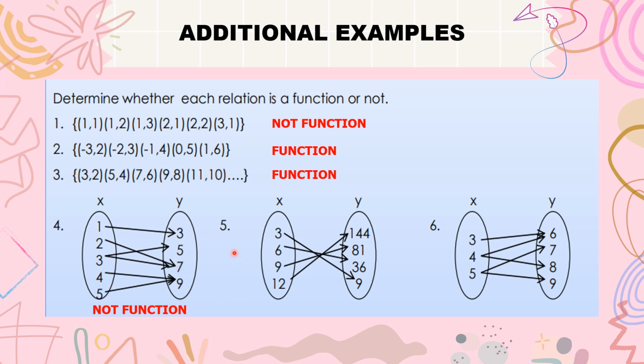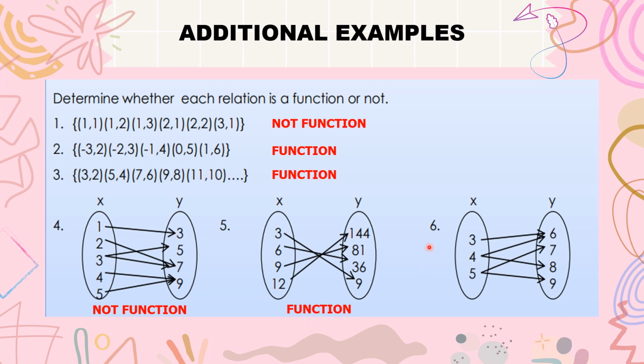Let's have number 5. Let us check all the pairing of our x values. Yung 3, na-pair lang siya sa 9. Yung 6, na-pair sa 36. Yung 9, na-pair sa 81. And yung ating 12, na-pair sa 144. So, bawat x values natin ay may isa lamang nakapares sa ating y values. So, this is a one-to-one relation. So, since it is one-to-one relation, minsan lang magamit ang ating x values, it is a function.